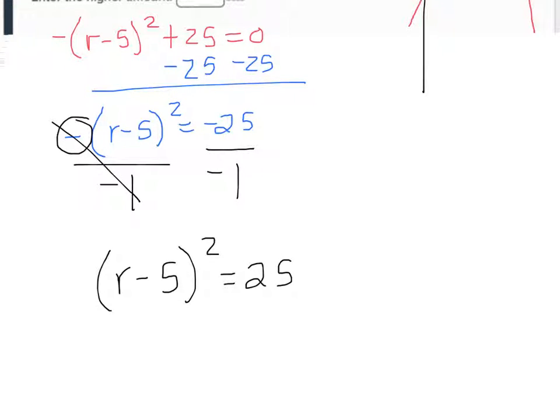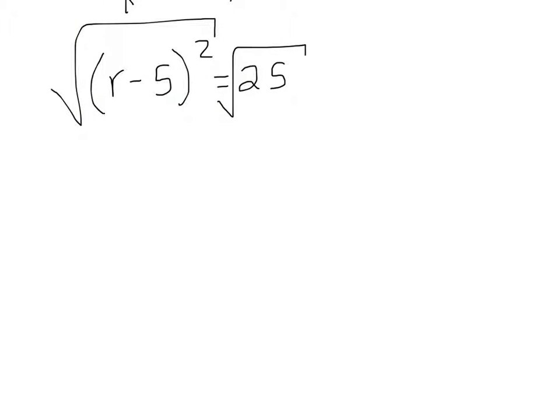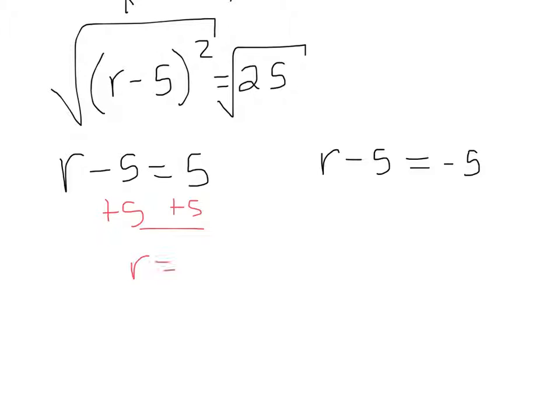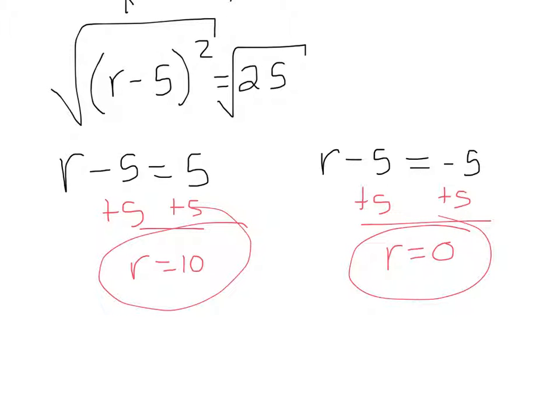Okay, and so now we have this squared right here. And in order, Sarah, for me to get rid of that squared, I'm going to square root both sides because the opposite of squared is square root. And so I have r minus 5 equals, the square root of 25 is 5. And I have r minus 5 equals, the square root of 25 is also negative 5. And so I will add 5 to both sides. So r equals 10. And I will add 5 to both sides. And so r equals 0. So there are my two solutions, right?